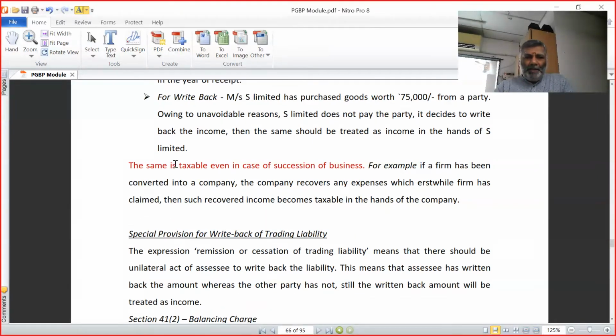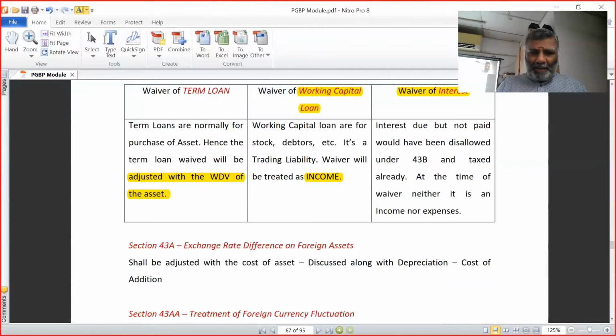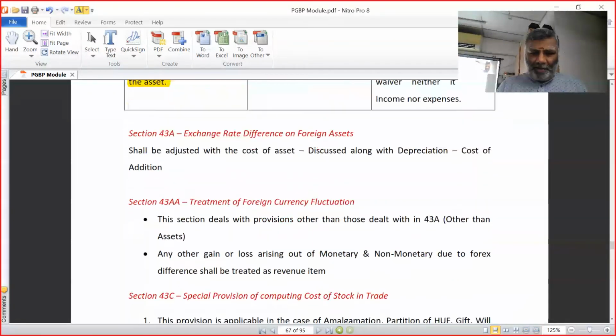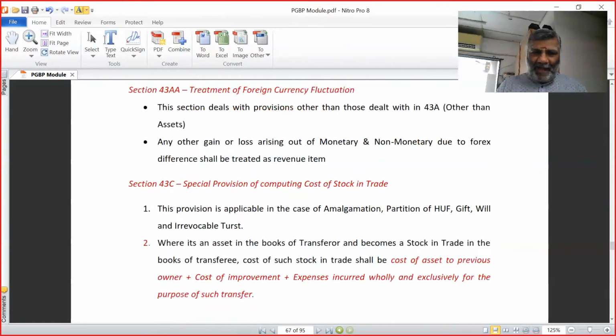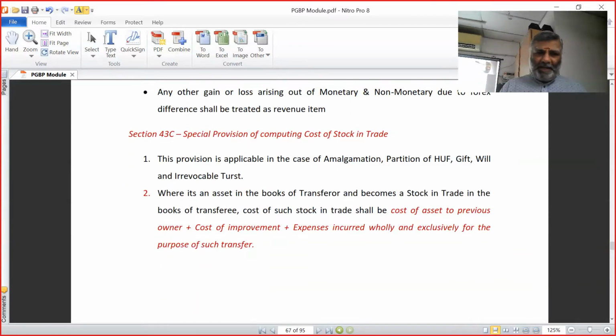Okay. The provisions are applicable for succession also. That is, the previous entity has claimed the bad debts, the succeeding entity has recovered it. We know the ground rule: provisions are applicable to the transferee entity as it would have applied to the transferor entity had there not been an amalgamation. I am sorry for repeating 43A and AA. That is the same thing which we studied there.